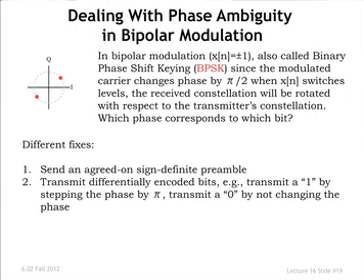I should have said that this is assuming bipolar signaling, right? Bipolar signaling is the case where you're interested in the sign of the signal. You use +1 to send a 1. You use -1 to send a 0. Okay? So you get some diagram like this.